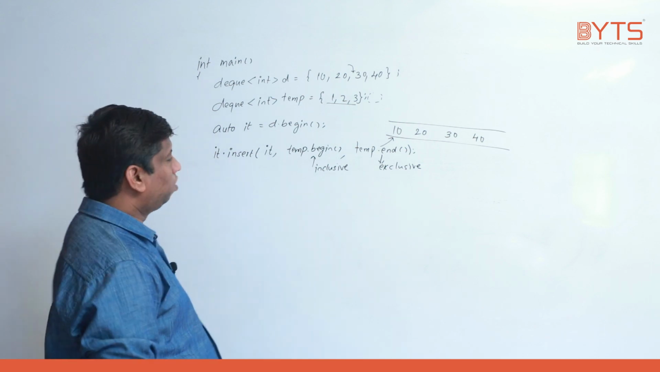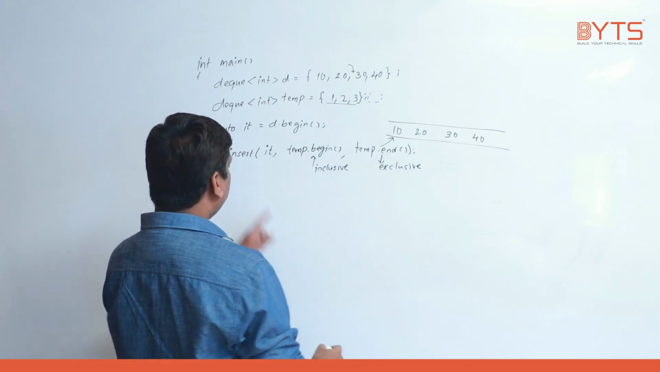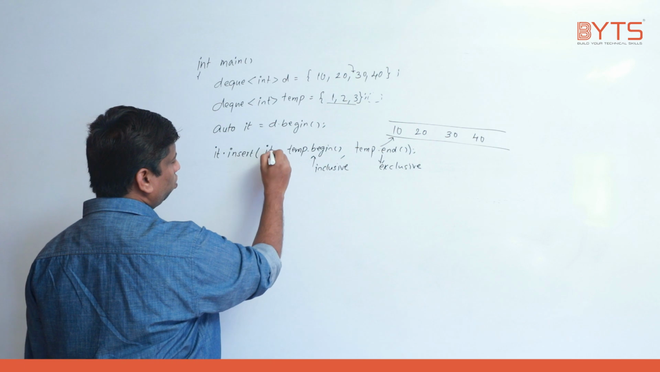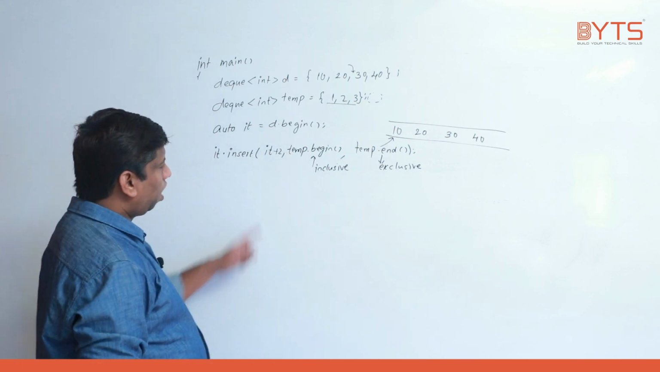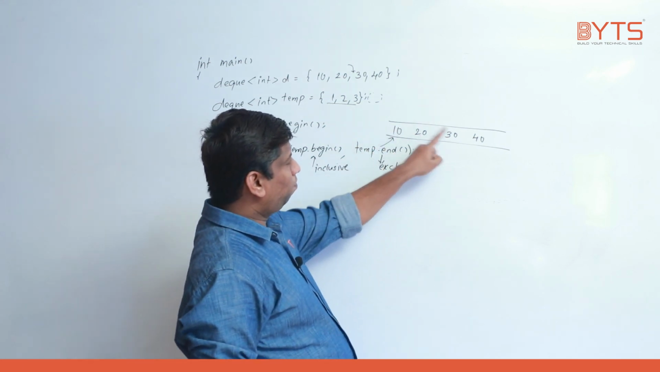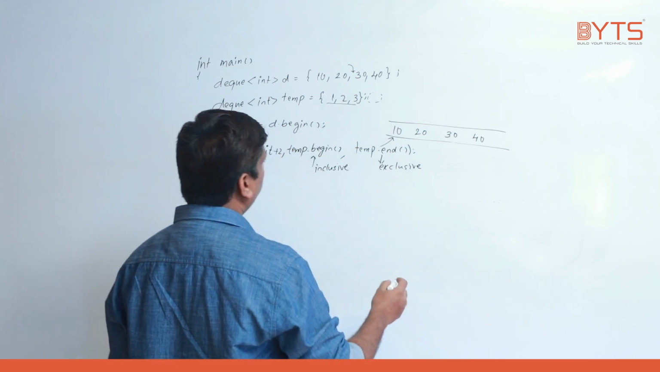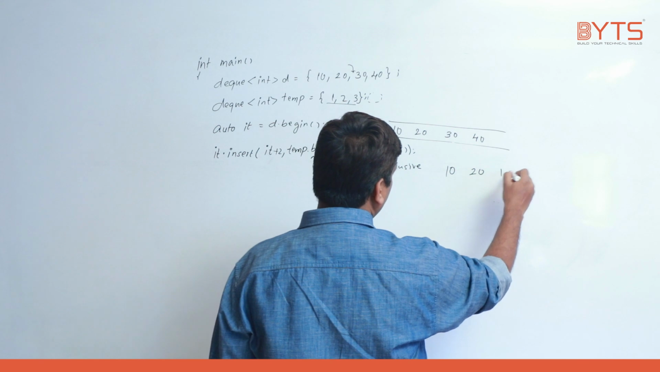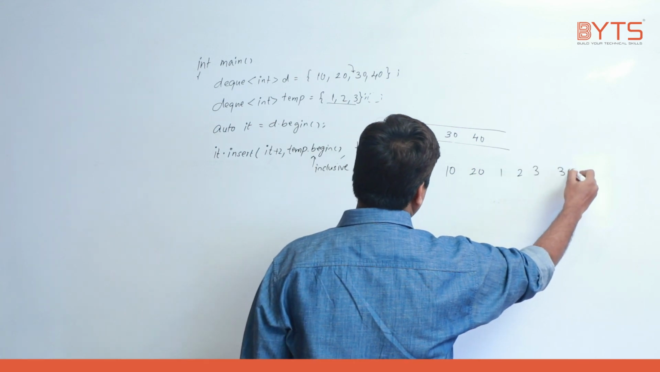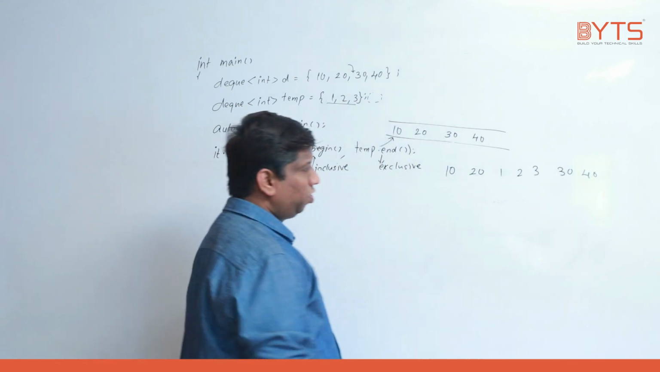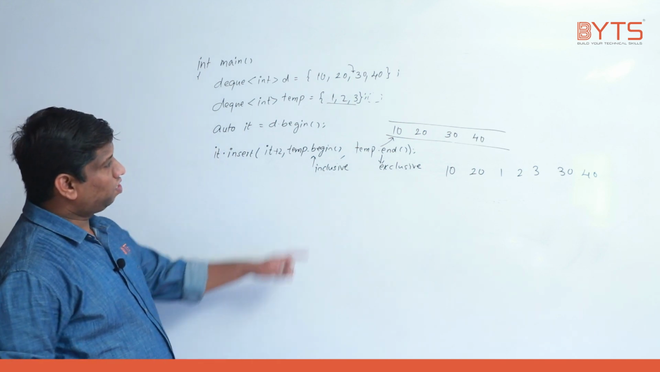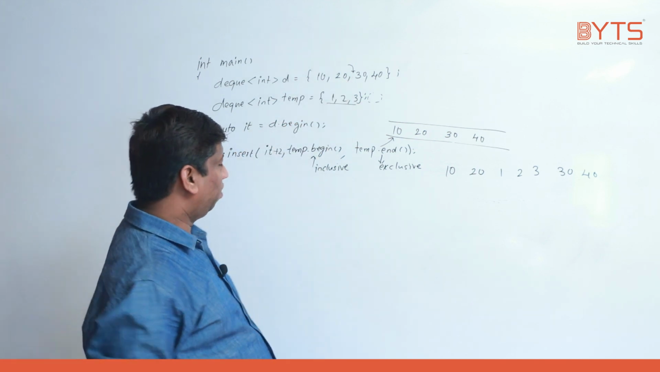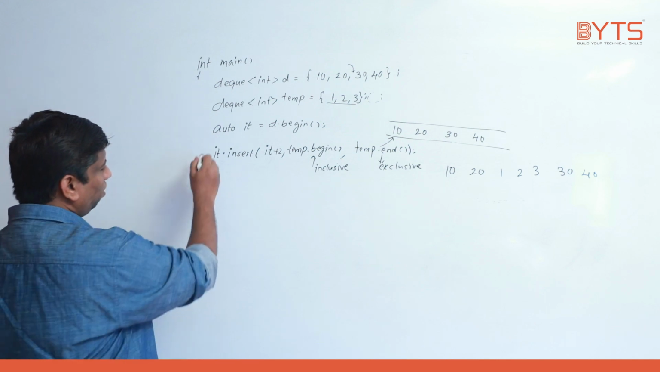As soon as this statement is completed, say I want to do it at the second location. So it plus 2, meaning it is here, plus 1, plus 2. At this location we are going to insert. So 10 is there, 20 is there, 1 is there, 2 is there, 3 is there, 30 and 40. I hope this is very clear. So 1, 2, 3 are inserted at this position. Okay, fine. So this is one way of inserting.